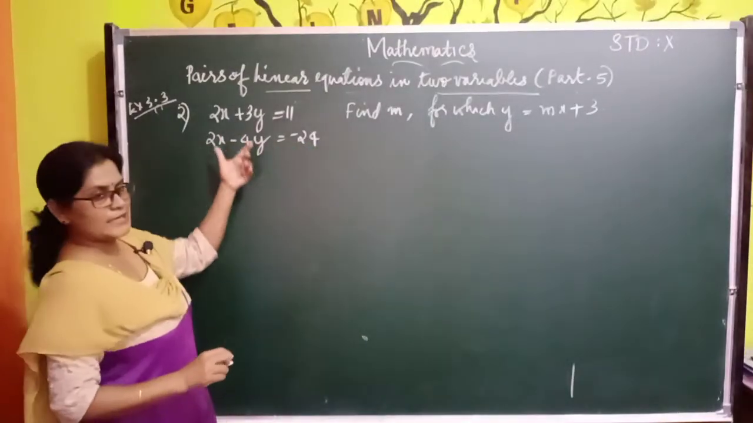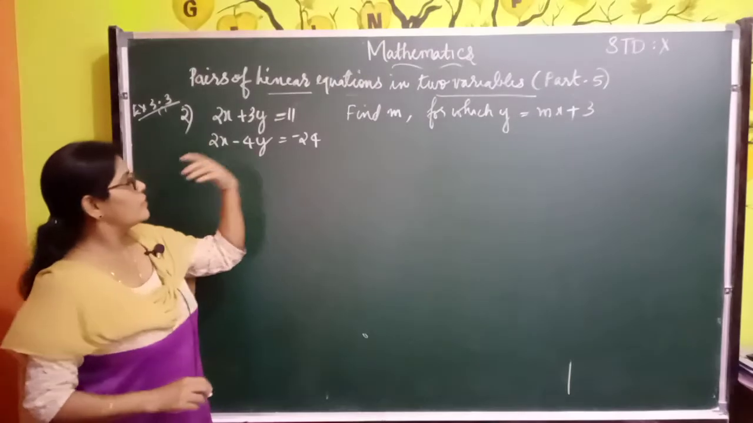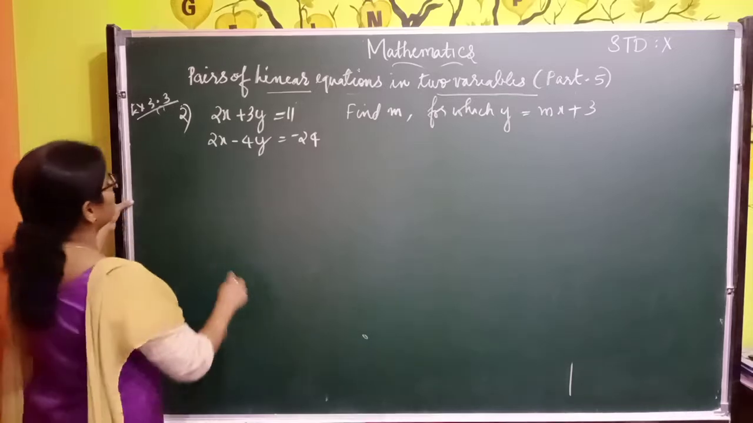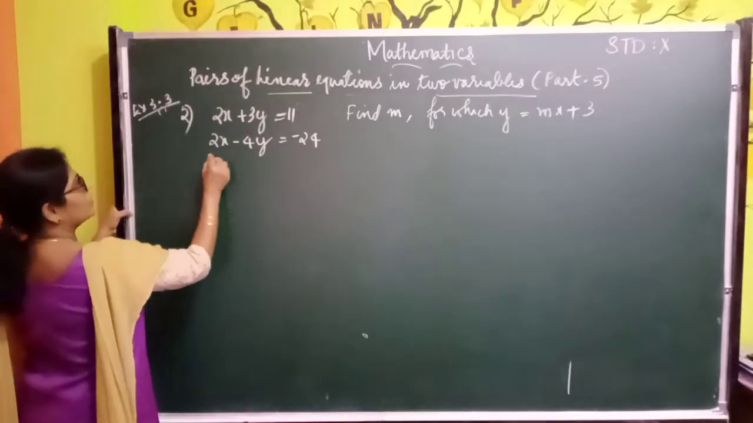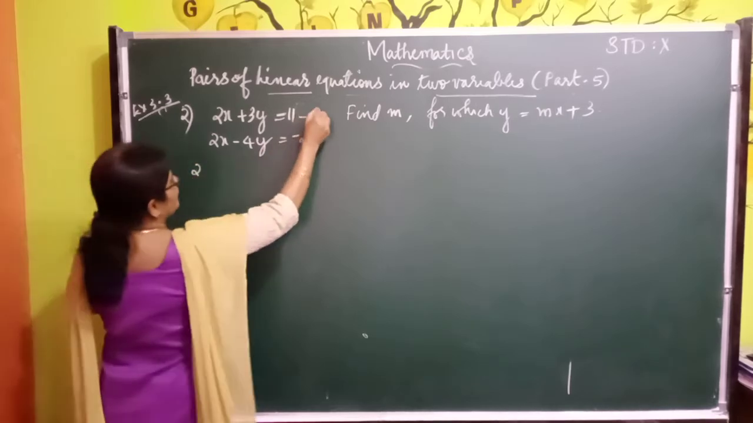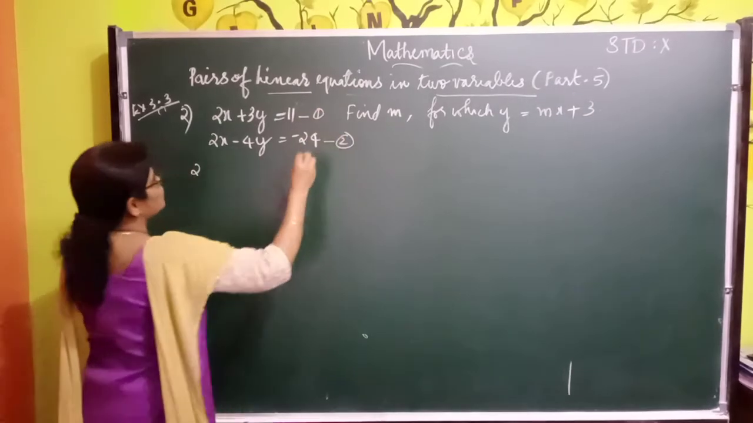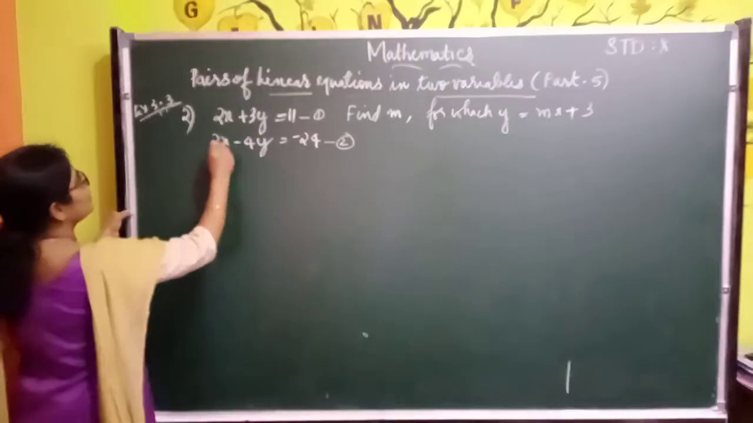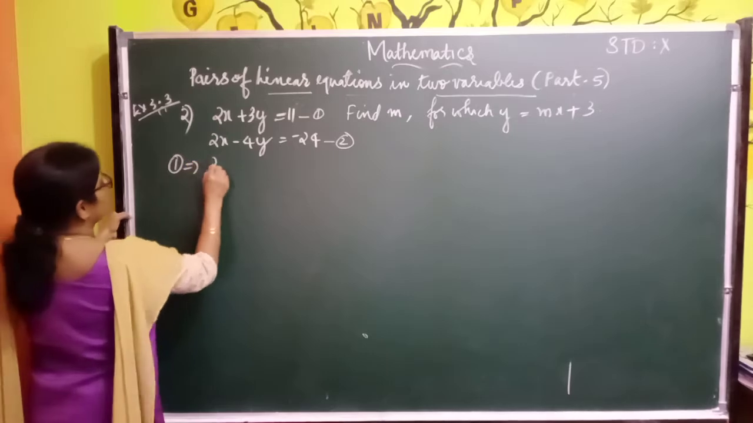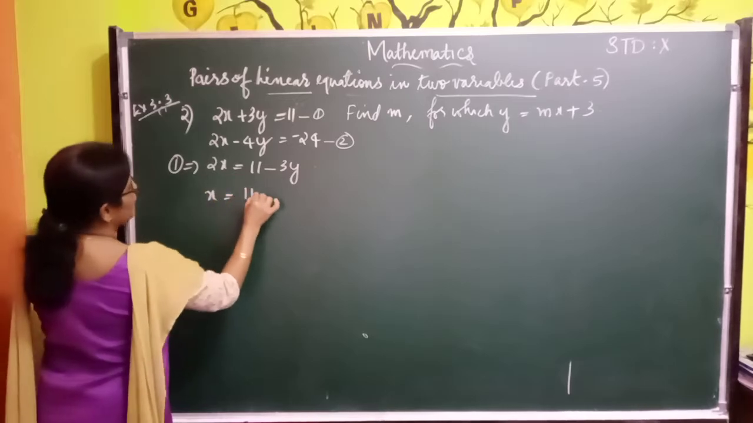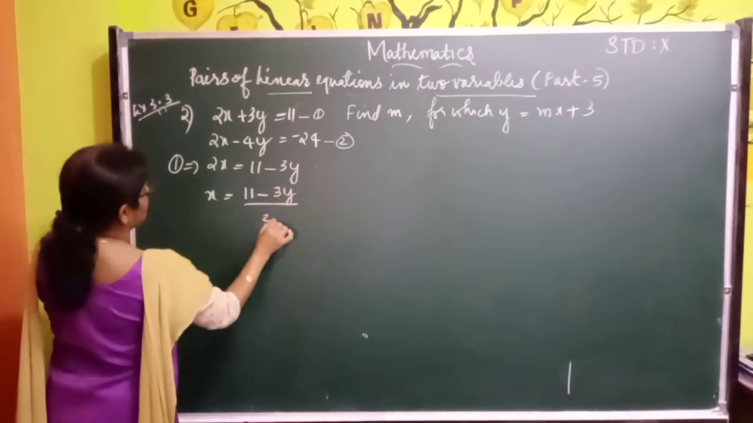So using these equations, let us find x and y and then we'll find m. Okay, so here we are using the substitution method. Now, equation 1, equation 2. So, from equation 1, 2x is equal to 11 minus 3y. x is equal to (11 minus 3y) by 2.